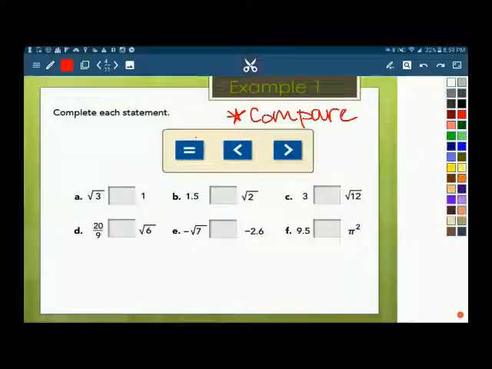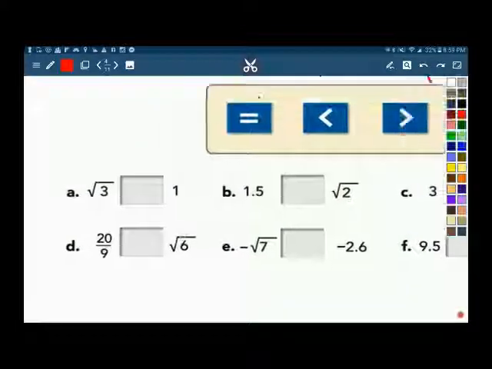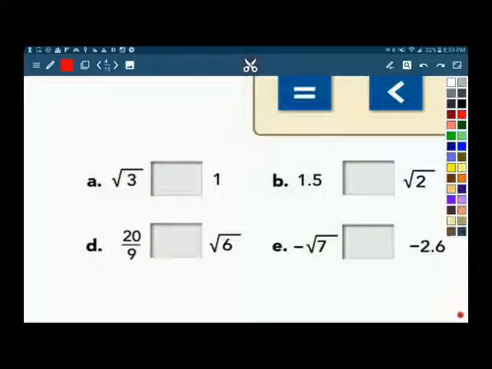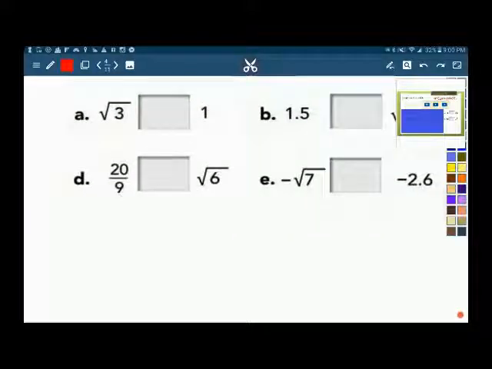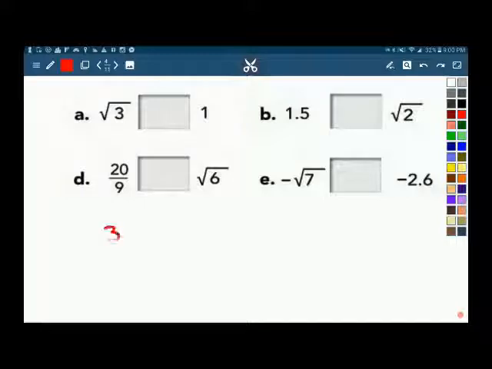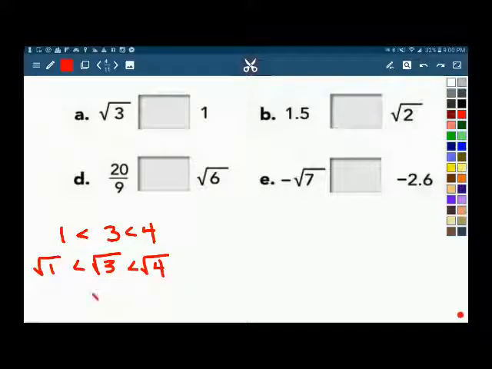So let's take a look at the first one, A. I want to compare the square root of 3 to just 1. Well, that means I need to approximate what the square root of 3 is. Well, 3 is between the two perfect squares 1 and 4. So the square root of 3 is going to be between the square root of 1 and the square root of 4, which means it's going to be in between 1 and 2.